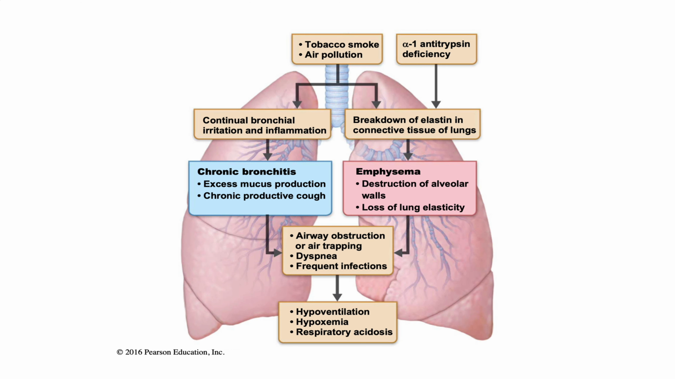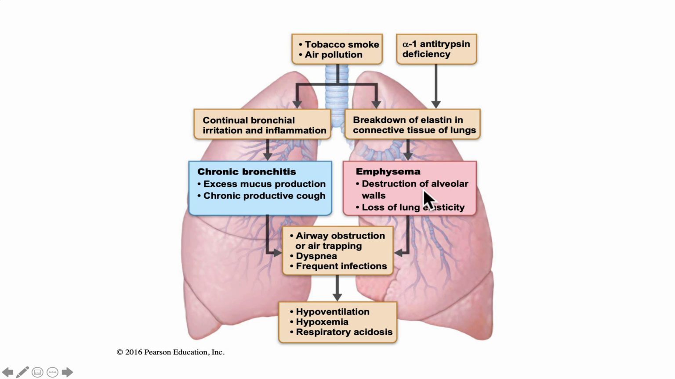So when we look at the pathogenesis of COPD, again, living in a very polluted city, for example, or working in very polluted environments, such as maybe working in a coal mine. Or again, if you're a smoker, especially a heavy smoker, or just having alpha-1 antitrypsin deficiency, well, it can go one of two ways. One of the ways is it starts breaking down elastin in the connective tissue of the lungs, and what ends up happening is you end up with emphysema.